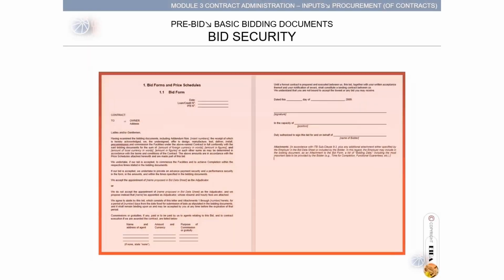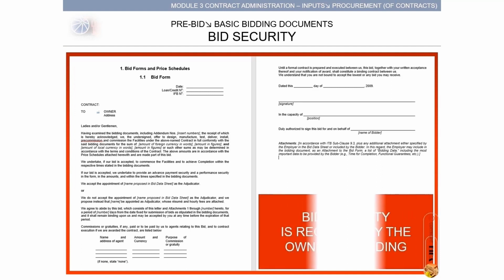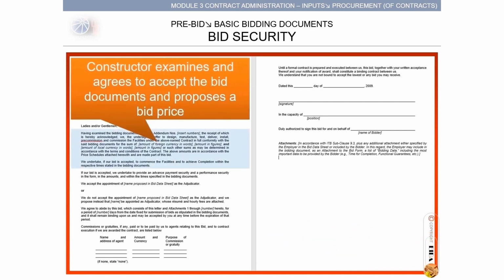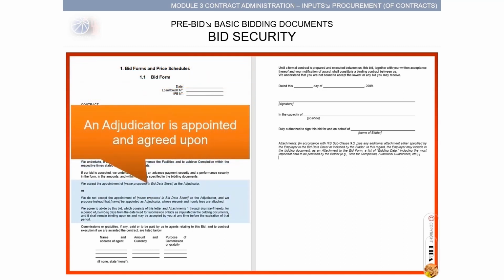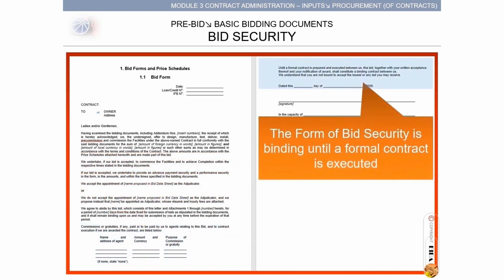A sample of a form of bid security in a standard format to secure commitment of bidders to pursue the bid until the contract, highlighting the gist of the contents of the form. Bid security is required by the owner at bidding. Stressing its contents, the constructor examines and agrees to accept the bid documents and initially proposes a bid price. An adjudicator is appointed and agreed upon by both parties. Commitment to pay commissions or gratuities to agents, if any, upon contract. The form of bid security is binding until a formal contract is executed.